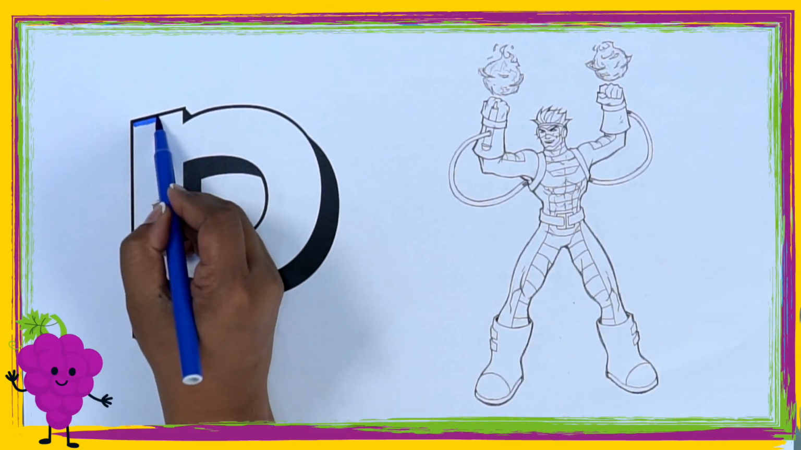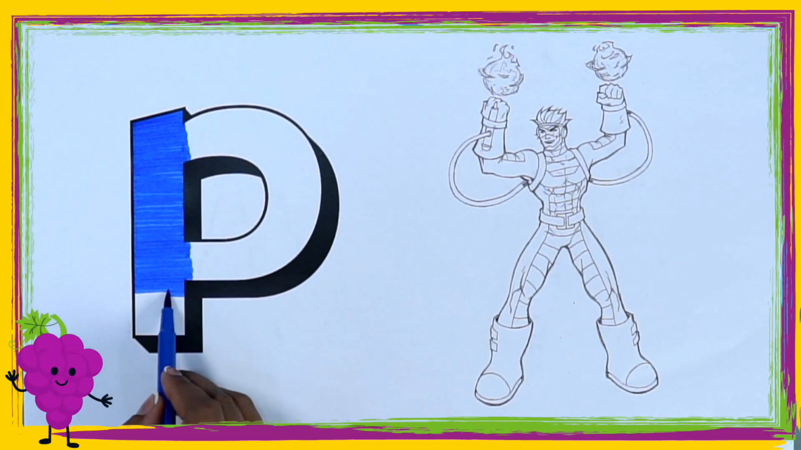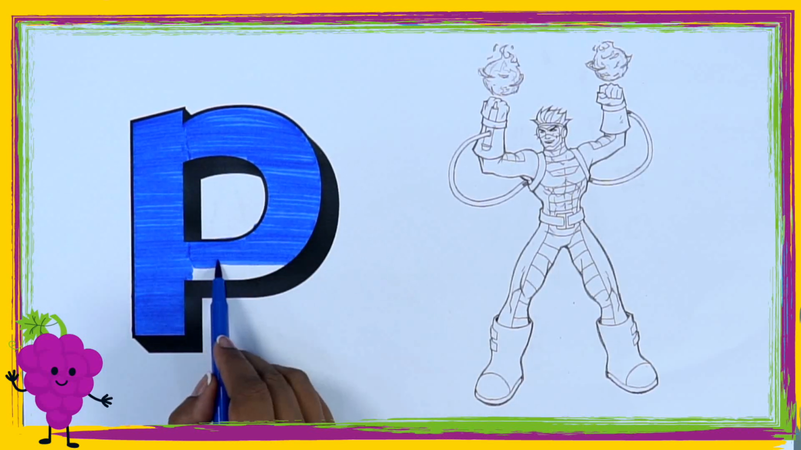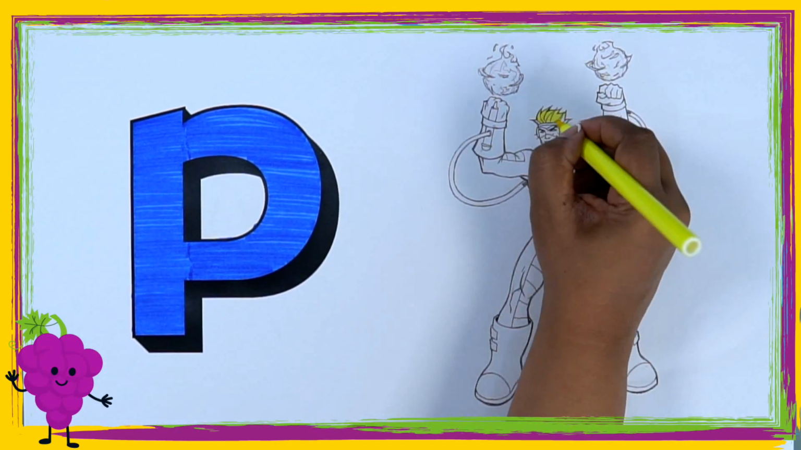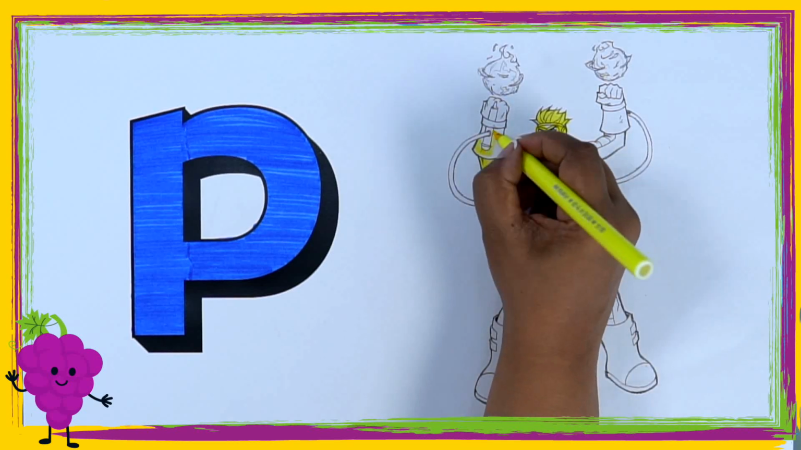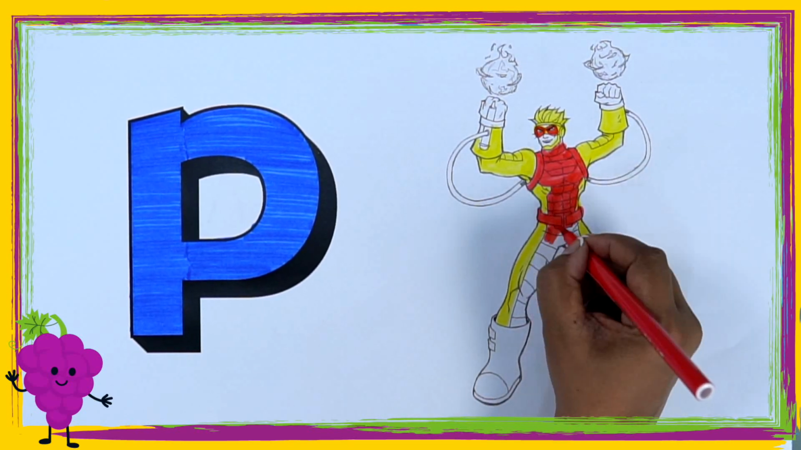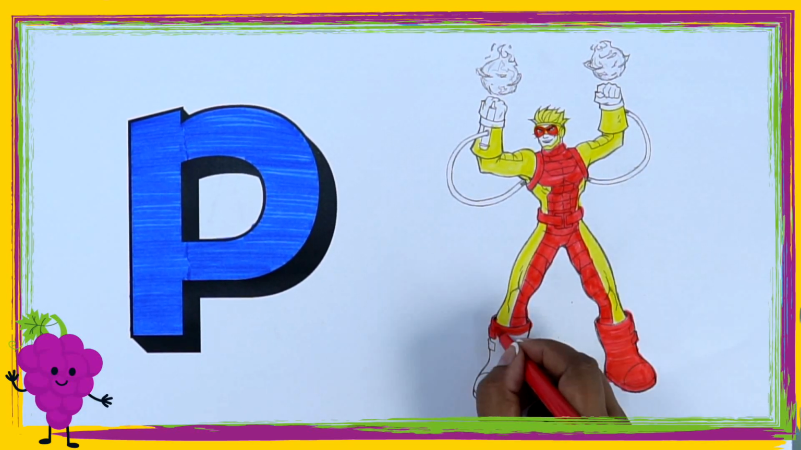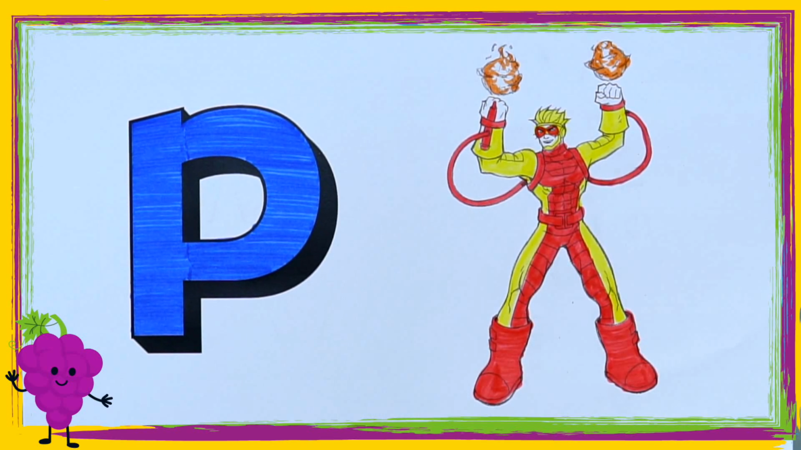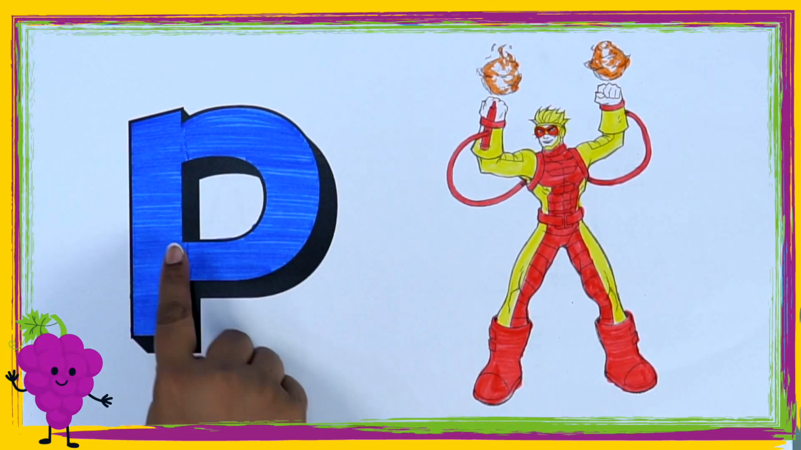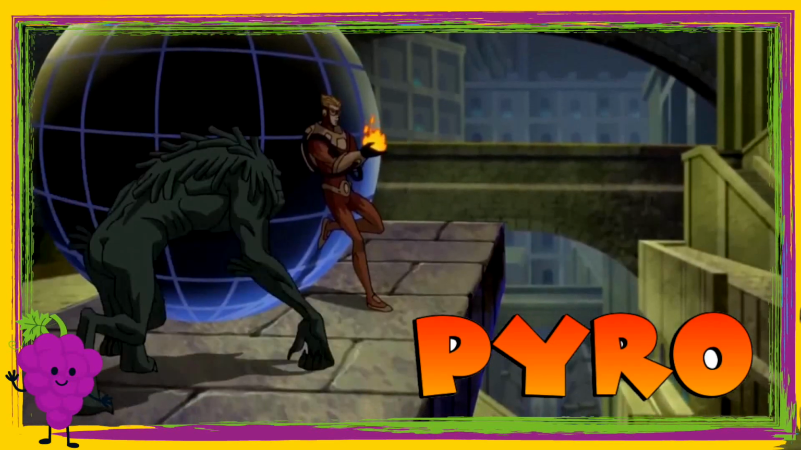Let's color the alphabet P and learn what mutant comes from it. P. Let's color the mutant. Pyro. P for Pyro. This is Pyro.